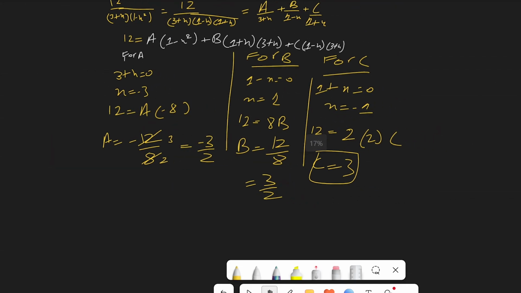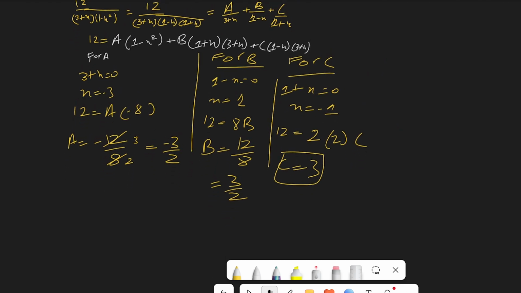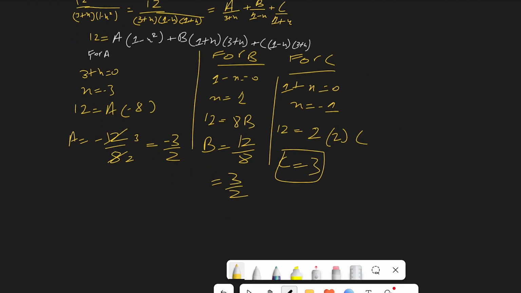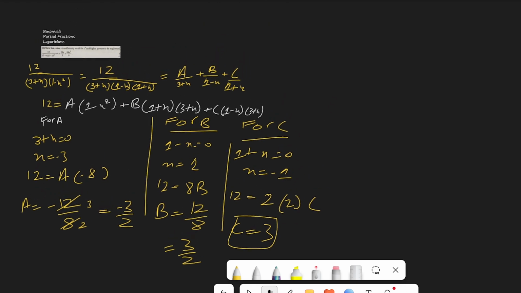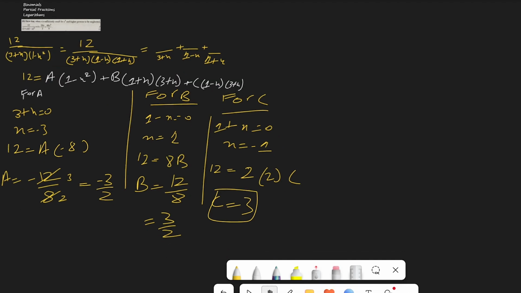Now this is not our answer for the question. We need to go on to the binomial part as well. Okay, so for the partial fraction, what is the answer? Minus 3 over 2. I'll just write it over here: minus 3 over 2, 3 over 2 and 3.